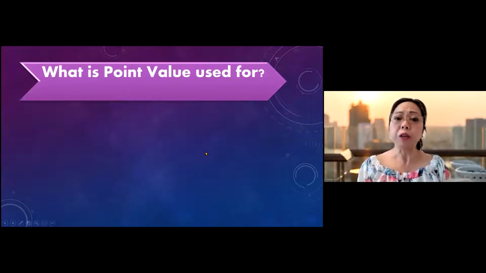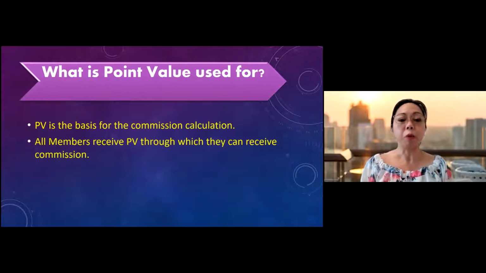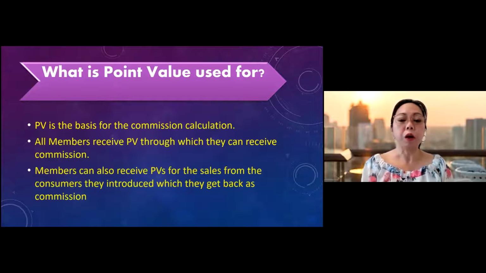But the question is, what is the point value used for? PV, or the point value, is the basis for the commission calculation. All members receive PV through which they can receive commission. The PVs are also used to receive PVs for the sales of the consumers or the people they have introduced to Atomy, or put under them, and from that they get commission. So PV is very important in getting our commissions.